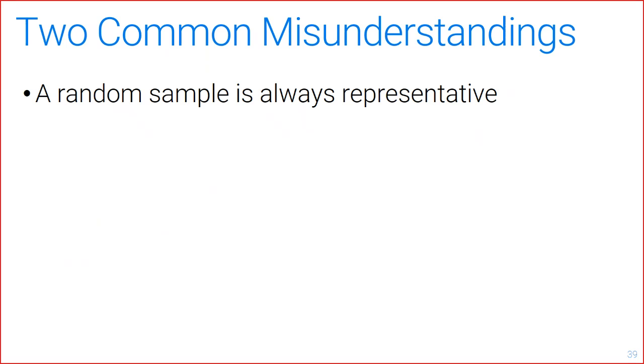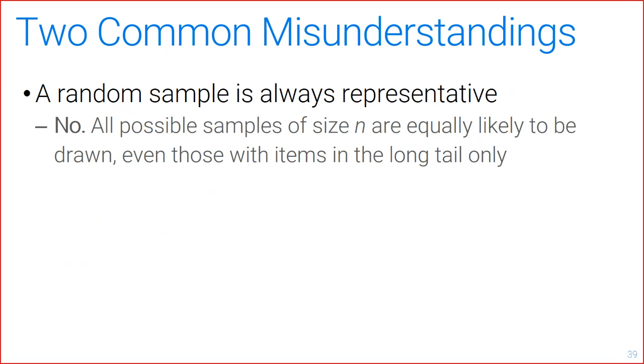And I want to finish sampling with two common misunderstandings. One of them is this idea that a random sample is always representative. This is not true, because if you think about it, every single possible sample of size n, if you think of all the possible combinations of n elements from the population, all of them are going to be equally likely to be drawn in a sample. Even those that are extremely, extremely infrequent, even the weird items, or even the rare items, those are going to be in a number of samples.